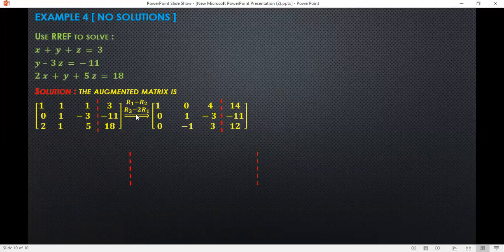Then here we get the first, the second row is still the same, and also subtracting the second row from the first one, and here we get this matrix: 1, 0, 4, and 14; 0, 1, -3, and -11; 0, -1, 3, and 12. You can pause the video and try to make these combinations and compute them on your paper.